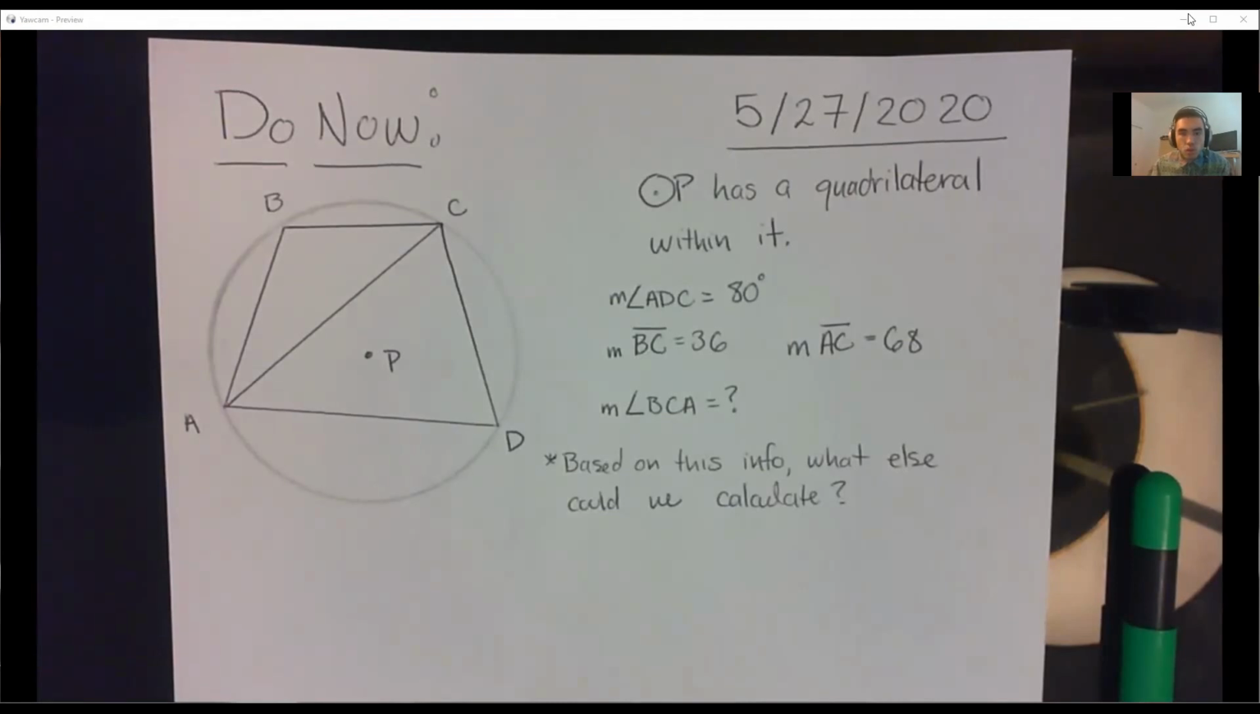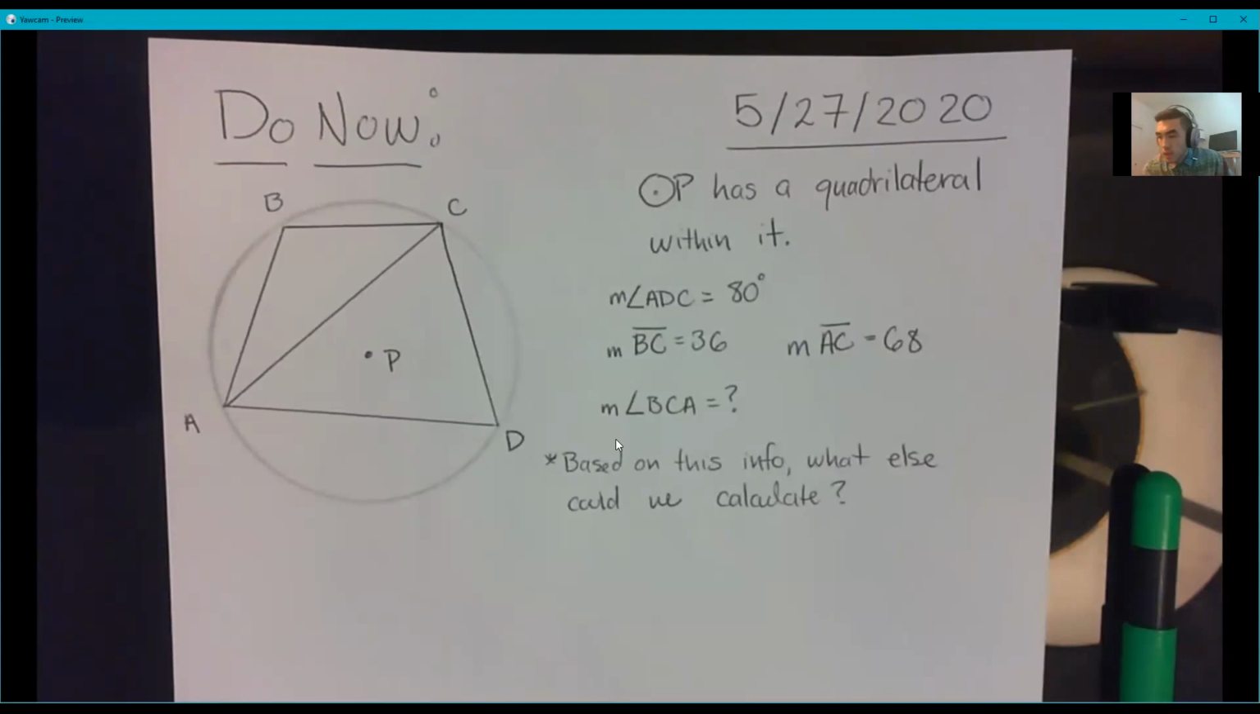Today we have a warm-up where we have a quadrilateral inscribed within a circle. And when it comes to this quadrilateral, we have a little bit of information about it. We know that the measurement of angle ADC is 80 degrees. The length of segment BC is 36 units, whatever these units are. The measurement of length AC, that chord, has a length of 68 units. And what I want to know is, what is the measurement of angle BCA?